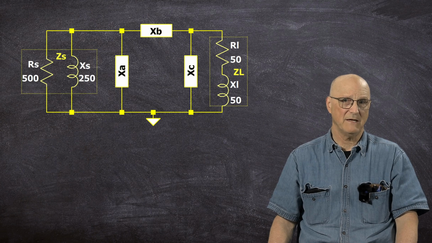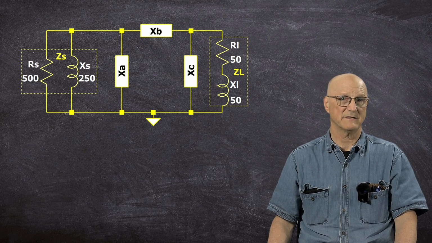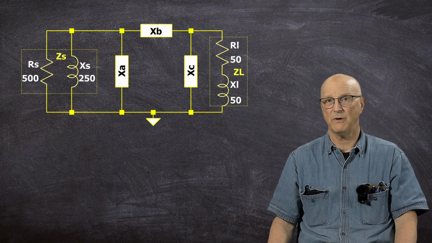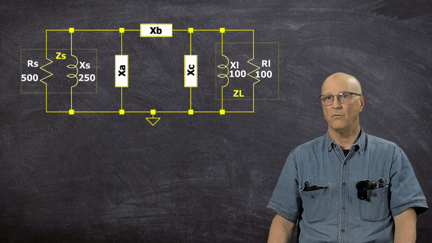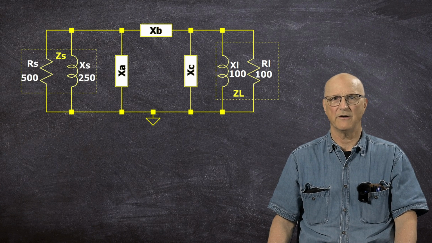Now, we have to do the same thing with the load impedance. And this gives us a load impedance, as expressed in terms of parallel components, of a resistance of 100 ohms in parallel with a reactance of J100.